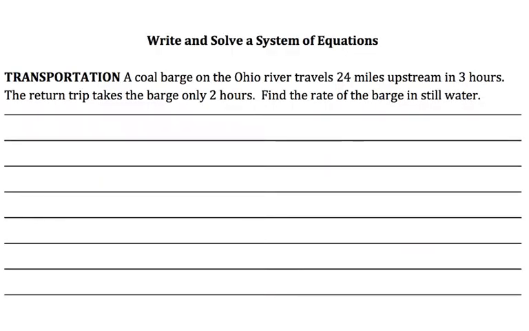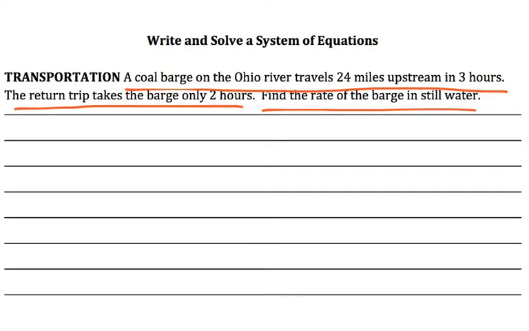Write and solve a system of equations. Transportation. A coal barge on the Ohio River travels 24 miles upstream in 3 hours. The return trip takes the barge only 2 hours. Find the rate of the barge in still water.